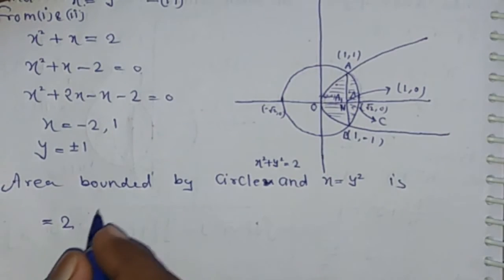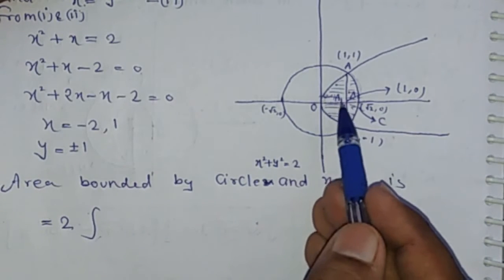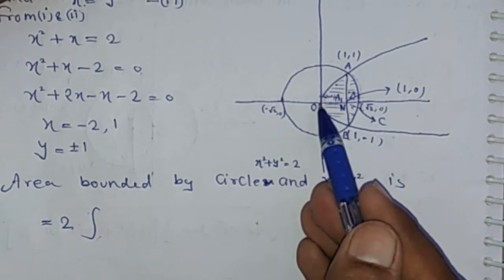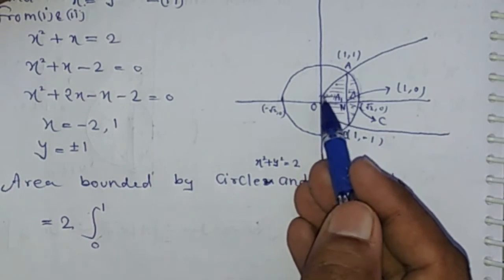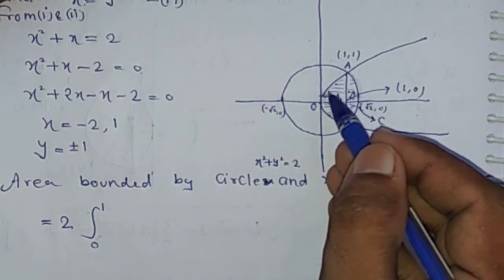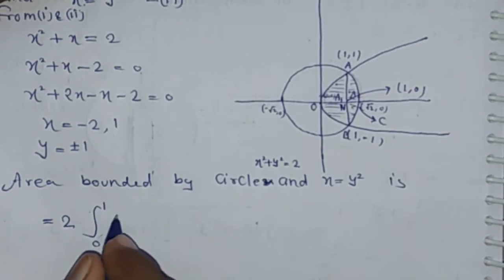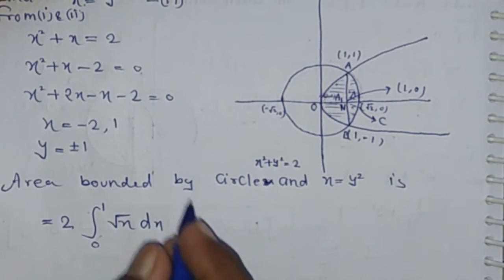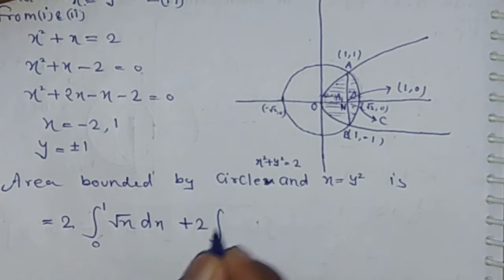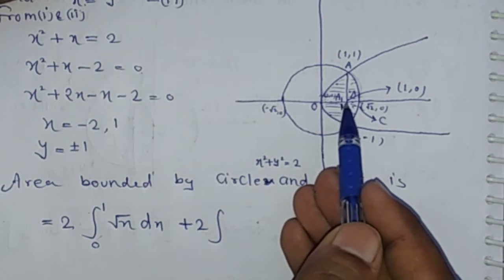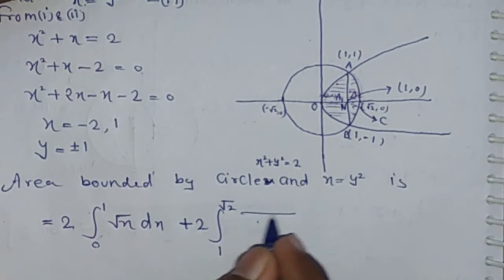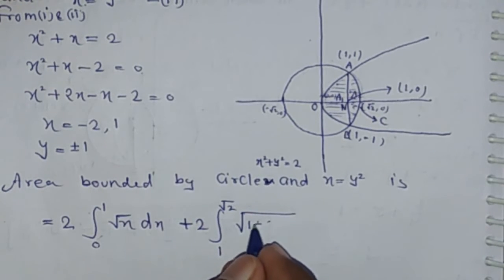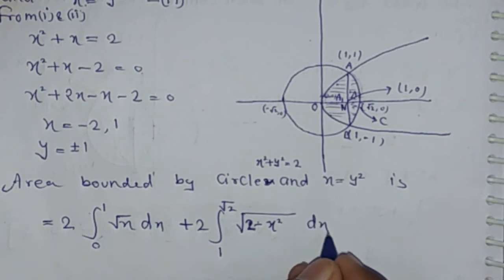Now twice, for region A1 we have lower limit 0 and upper limit 1, 0 to 1. The curve is a parabola, which means the value of y is root x dx. And for region A2 we have lower limit 1 and upper limit root 2, 1 to root 2. The value of y is root of 2 minus x square, which is the circle, dx.